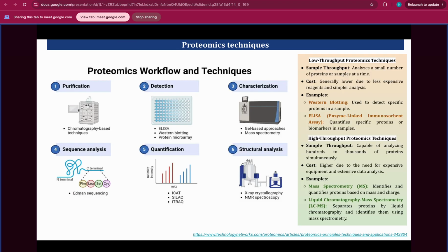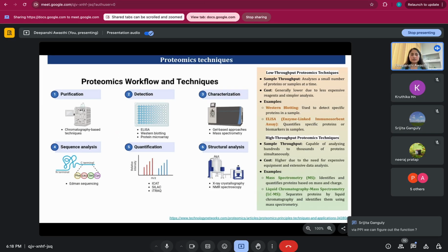Now I'll give you an overview of different proteomic techniques. But before moving further, if you have any doubt, you can ask.